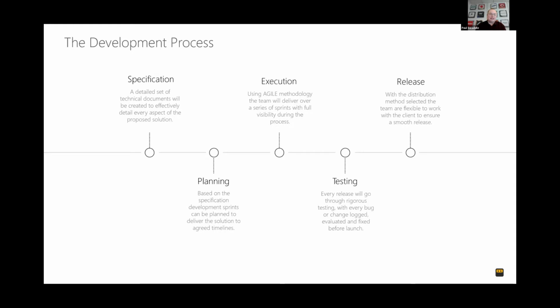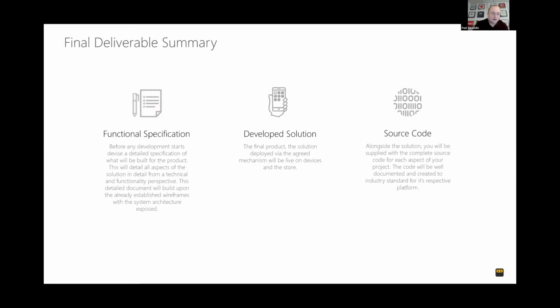So at the end of this phase, you will have your full functional specification, which will be detailing above and beyond what was in the design. You'll have your developed solution, and really importantly, you'll have your source code. Because if you don't have your source code, you don't own your own product. So if you're having this built by somebody else, you need to make sure that you're getting access to that source code at appropriate moments.